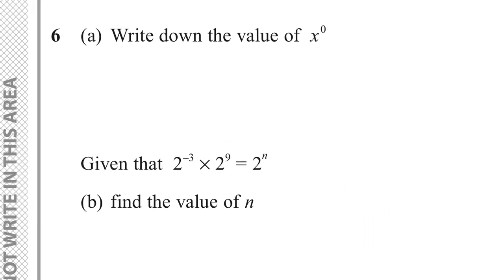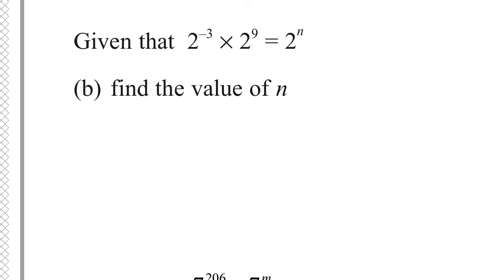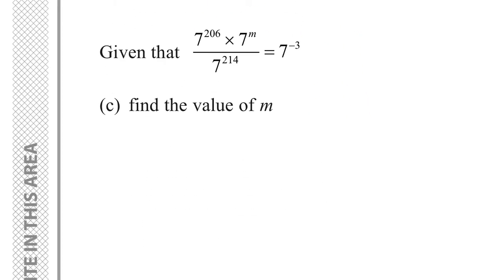Okay, question 6. 1. x to the power of 0, we all know it's 1. Brilliant. Given that 2 to the power of minus 3 times 2 to the 9 equals 2 to the n, what do we do when we multiply powers? Add them, so this becomes 6. So n equals 6. Brilliant.